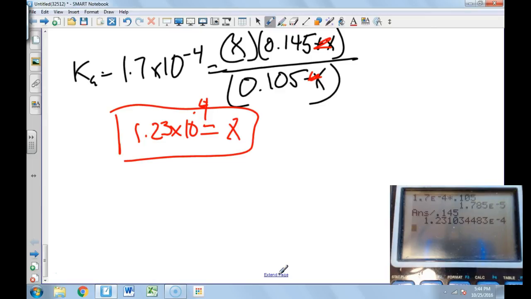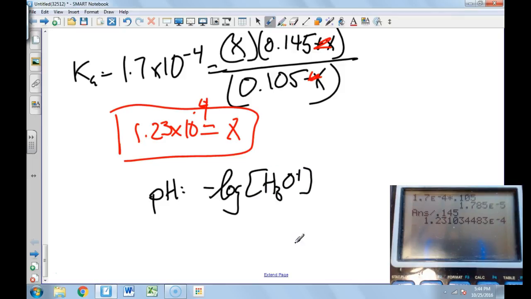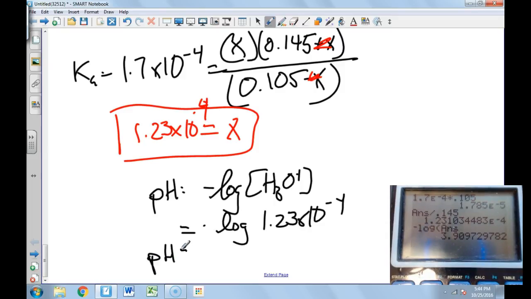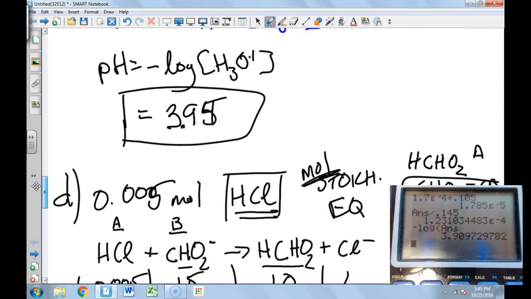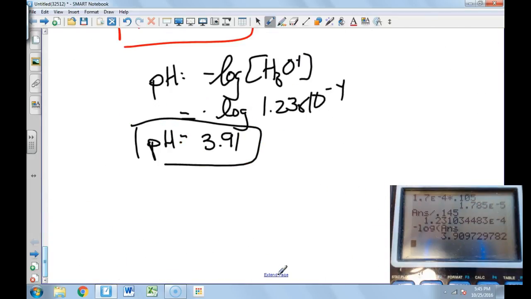Now what we need to do is convert this to pH. So the pH equals the negative log of the concentration of H3O+. And now we go negative log of 1.23 times 10 to the minus 4. And so the pH now, even though we've added all that HCl, the pH of this solution is 3.91. From part C, the solution was 3.95. So the pH hasn't changed much.